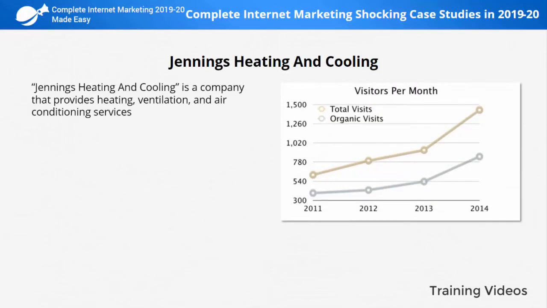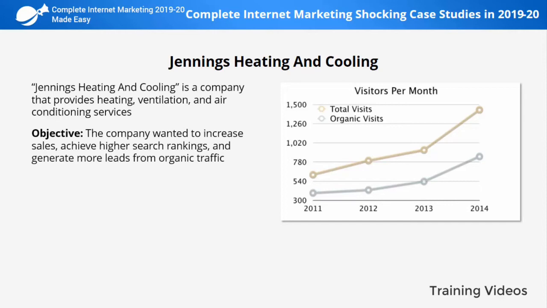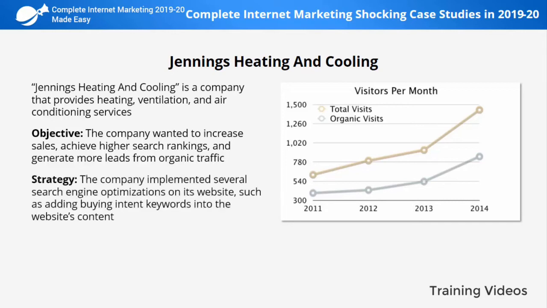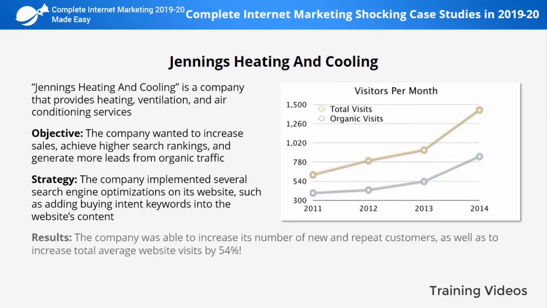Jennings Heating and Cooling is a company that provides heating, ventilation, and air conditioning services. Objective: the company wanted to increase sales, achieve higher search rankings, and generate more leads from organic traffic. Strategy: the company implemented several search engine optimizations on its website, such as adding buying intent keywords into the website's content. Results: the company was able to increase its number of new and repeat customers, as well as to increase total average website visits by 54%.